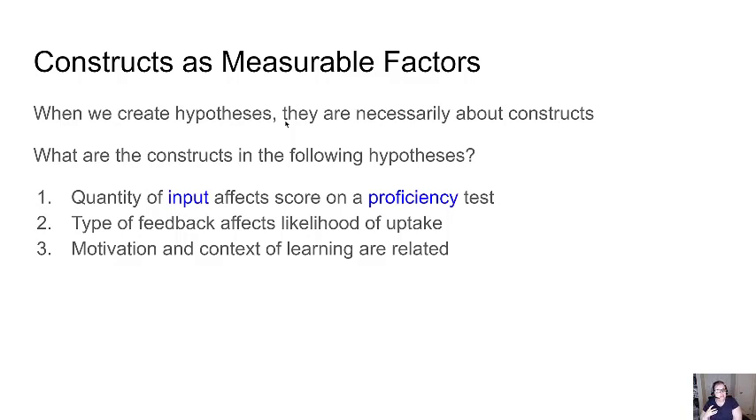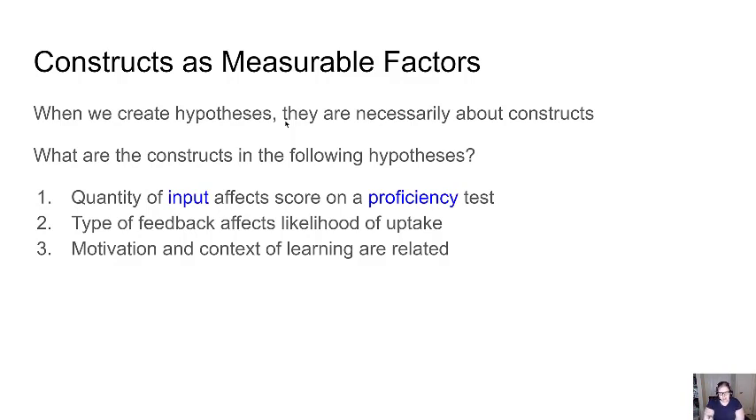Okay, so for example, if you're looking for constructs in number 1, input is measurable. Proficiency is measurable. So they are the constructs in number 1, right? Quantity, literally a measurement of how much input. Score on a proficiency test. So when we talk about measures or tests when we're doing studies, those are usually tests of the construct, in this case, proficiency.